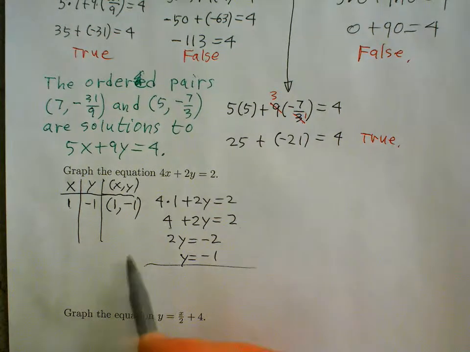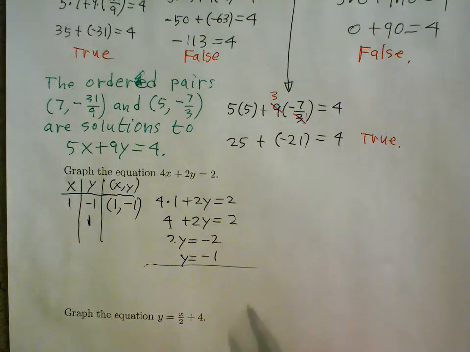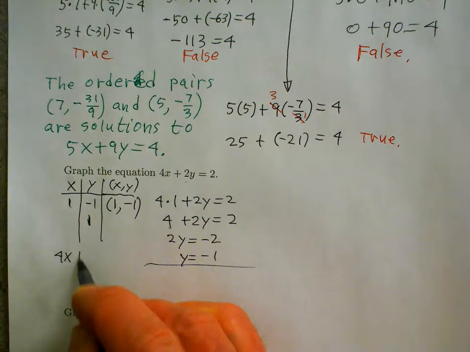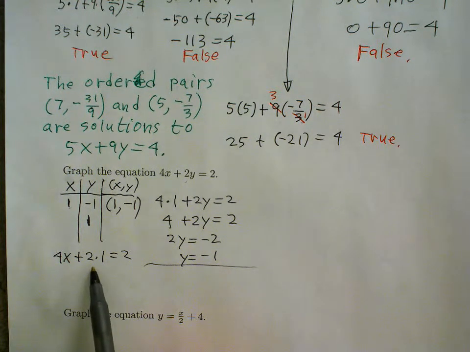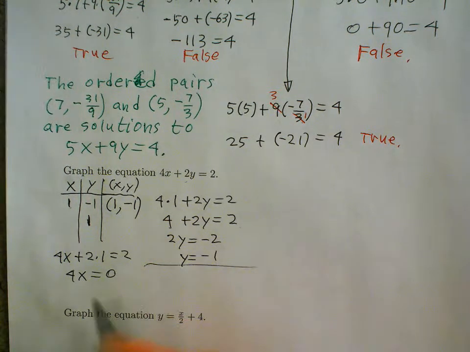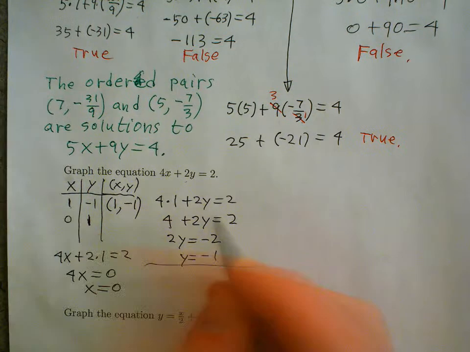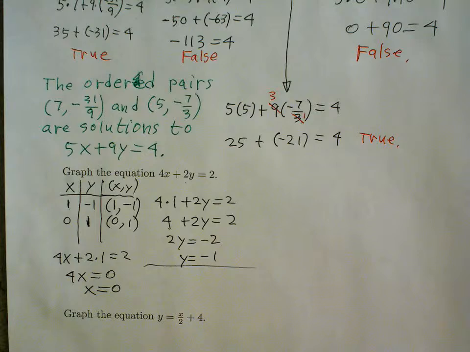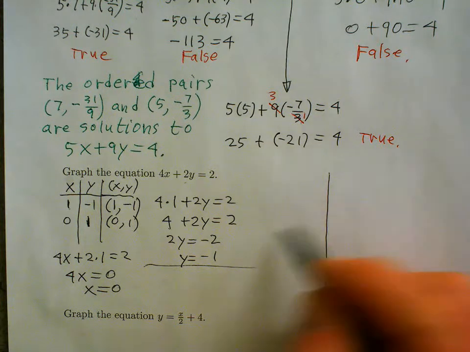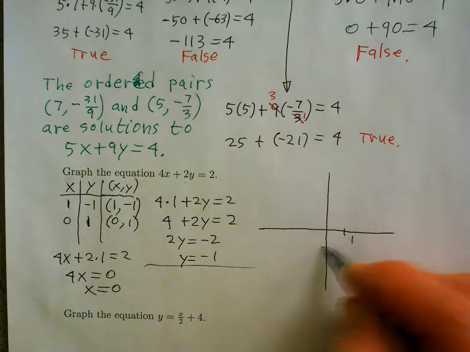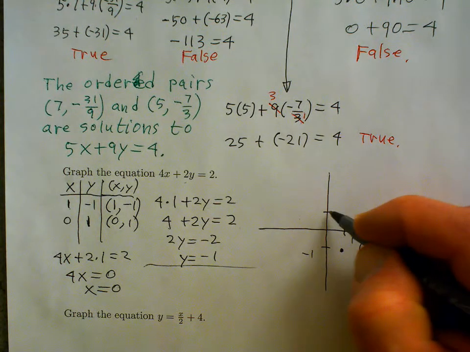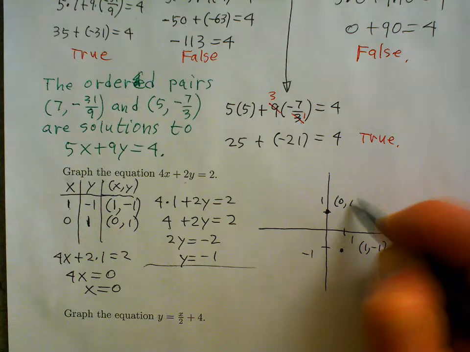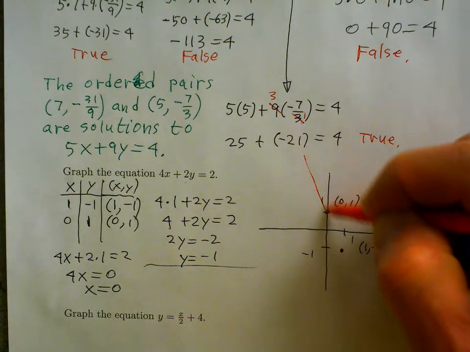This time, I'll pick y to be 1. And then in the equation, replace y with 1. So we get 4x plus 2 times 1 equals 2. And then solve for x. Subtract 2 from both sides, we get 4x equals 0. And so the x coordinate is 0. So the ordered pair 0, 1 is another point. So if we plot those 2 points, 1, negative 1, and the ordered pair 0, 1, then we can draw a straight line through those 2 points.